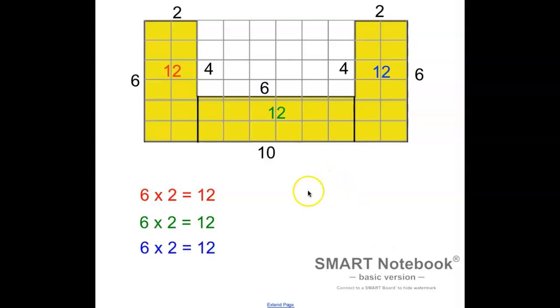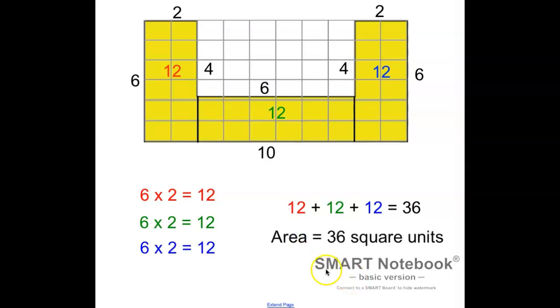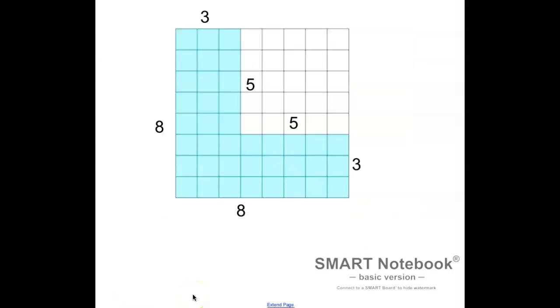So now we're just going to add 12, 12, and 12 to get 36. So 36 is our answer. And again, we can't just put 36. We have to put square units. So the area is 36 square units. Let's look at one last example.